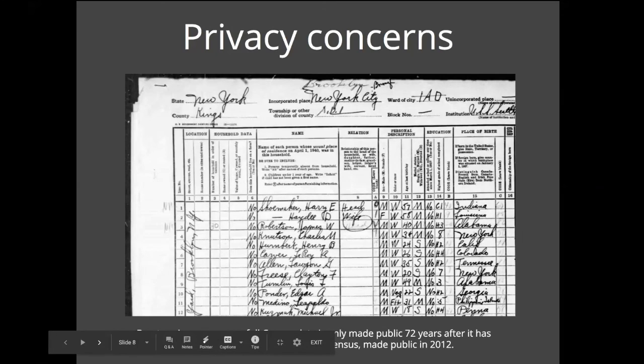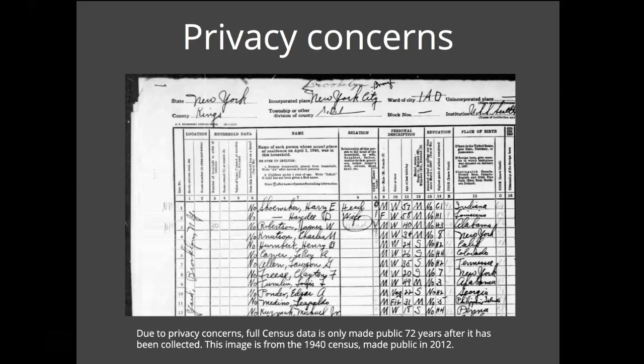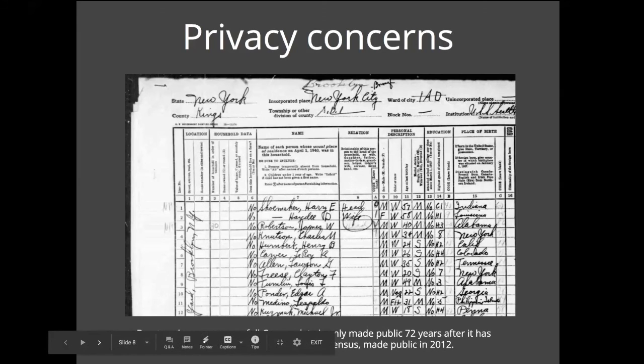Of course, there are definitely wrinkles in open data. You don't want to make all state data completely public. An obvious example of this is census data. Due to privacy concerns, full census data, such as your name, where you were born, who you're related to and all of that, is obviously extremely privacy sensitive. So full census data is only made public 72 years after it has been collected. This photo is from the 1940 census, which was made public in 2012.